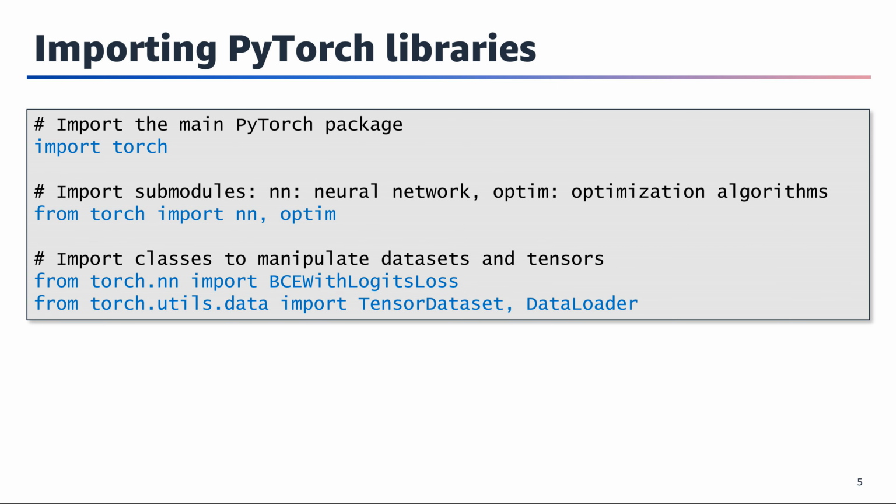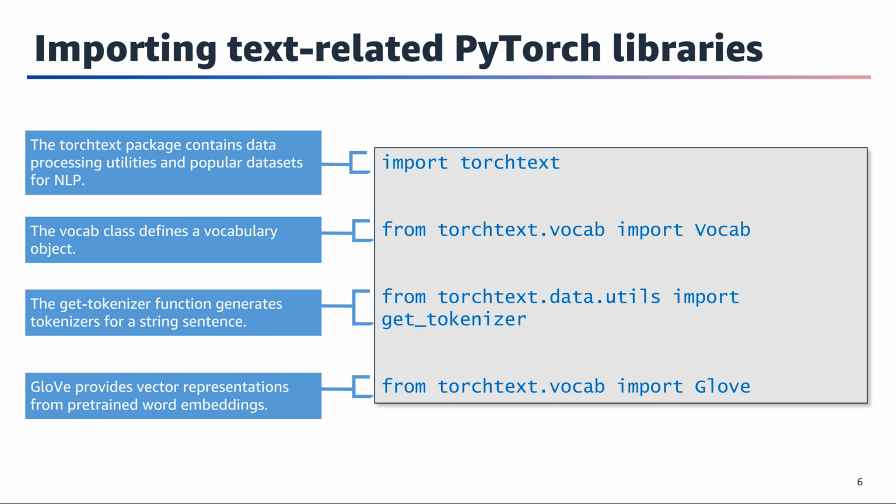First, PyTorch libraries must be imported, along with submodules and classes to manipulate datasets and tensors. The torchtext package contains data processing utilities and popular datasets for natural language processing tasks. It includes the Vocab class, which defines a vocabulary object used to map words or tokens to numerical indices. The get_tokenizer function from the torchtext.data.utils module generates tokenizers for splitting a string sentence into individual tokens or words. Additionally, torchtext provides the GloVe class, which allows you to load pre-trained word embeddings like GloVe vectors.